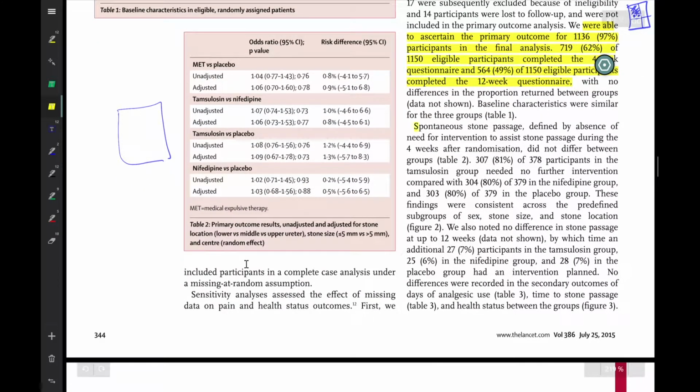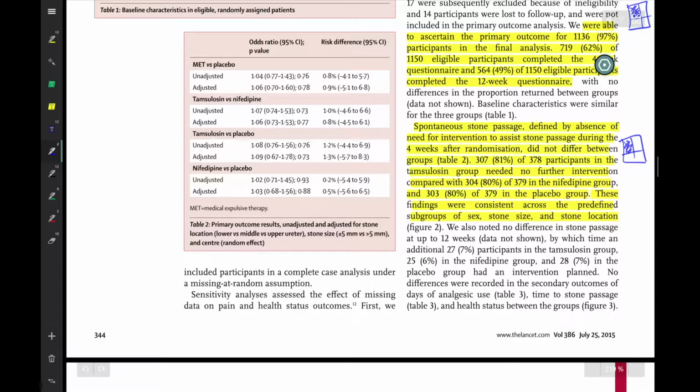Spontaneous stone passage did not differ between the groups. 81% in the tamsulosin group versus 80% in the nifedipine group, and 80% in the placebo group. So fairly robust evidence in a large number of patients suggesting that there is no difference in the rate of spontaneous stone passage, defined as the absence of the need for further intervention at 4 weeks in this patient group. And further, they state these findings were consistent across the predefined subgroups of sex, stone size, and stone location.